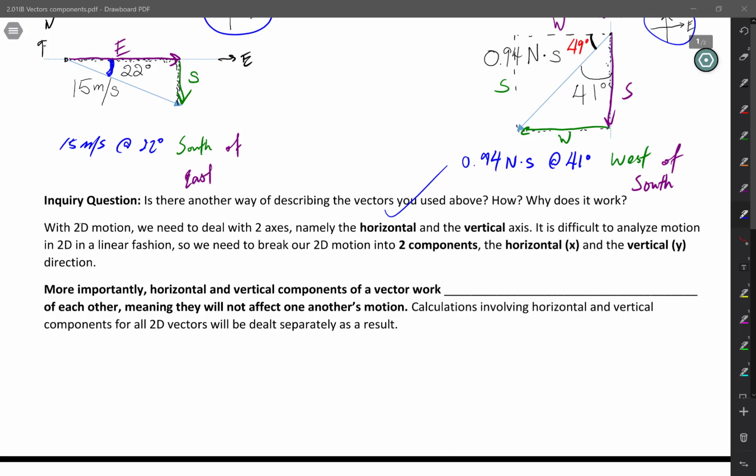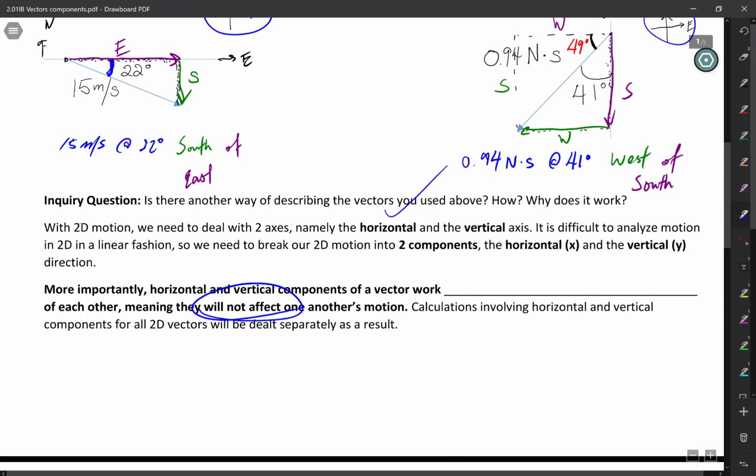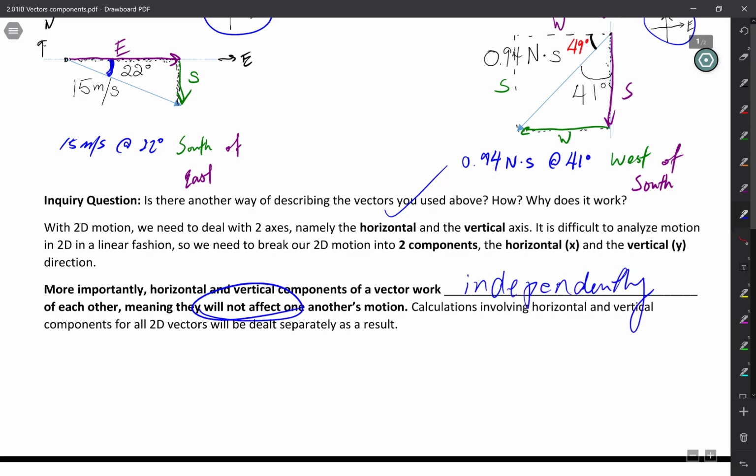Because when we analyze motion, we oftentimes look at the motion in either one axis or the other one. Why? Because the vectors in the horizontal and vertical directions do not affect each other, which means these components of any vector work independently of each other. When we do calculations involving horizontal vector components for 2D vectors, we will deal with them separately and not together. This will become relevant as we show you how to add vectors.